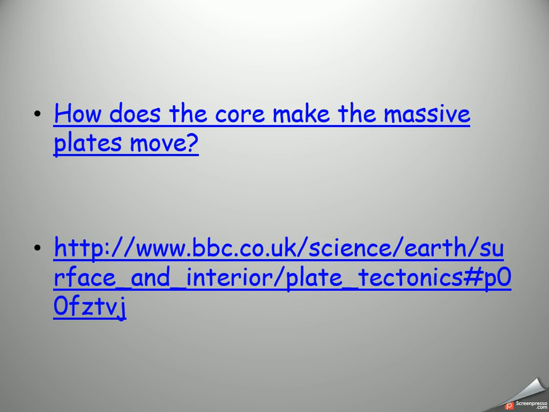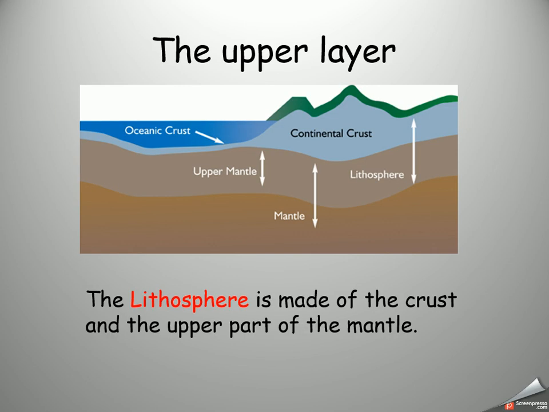What you need to know is the upper layer of the crust. So we have the upper mantle, we have the continental crust. Basically, this is all the lithosphere, and that is made up of the upper part of the crust and the mantle. You can see that upper mantle and the crust over here, and that makes up the lithosphere. That's essentially all you have to know for that.